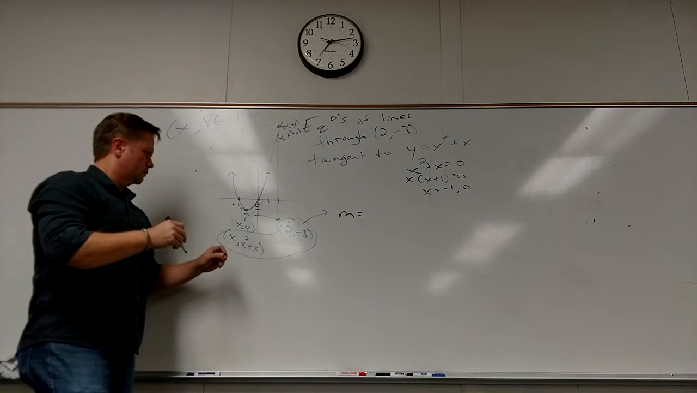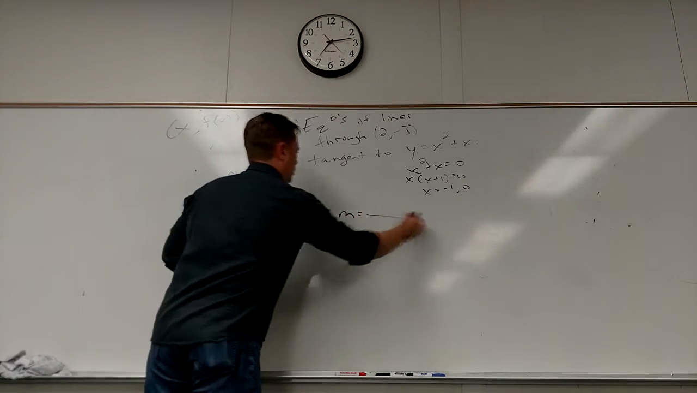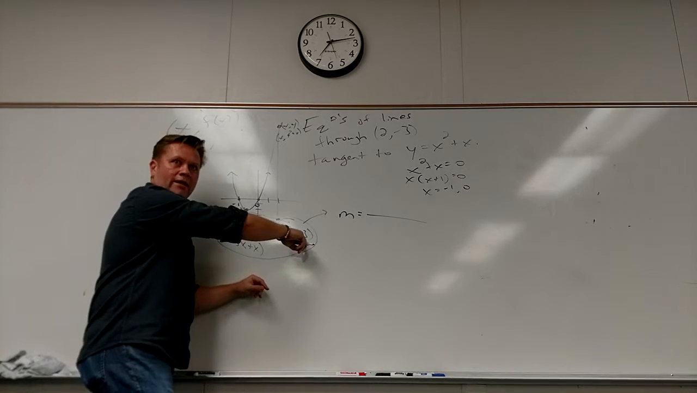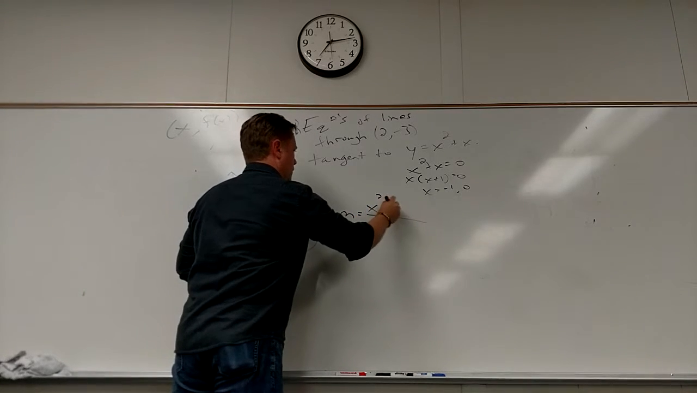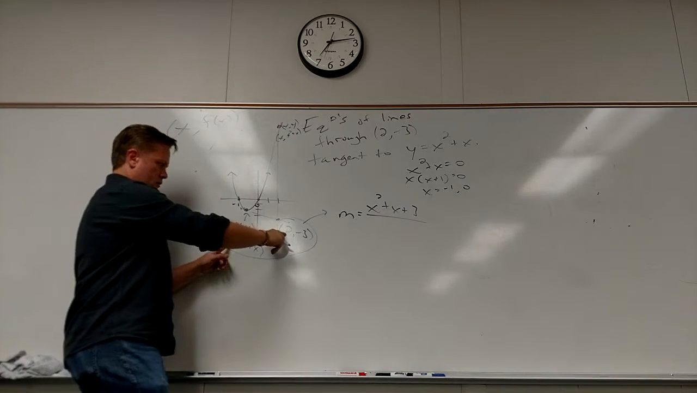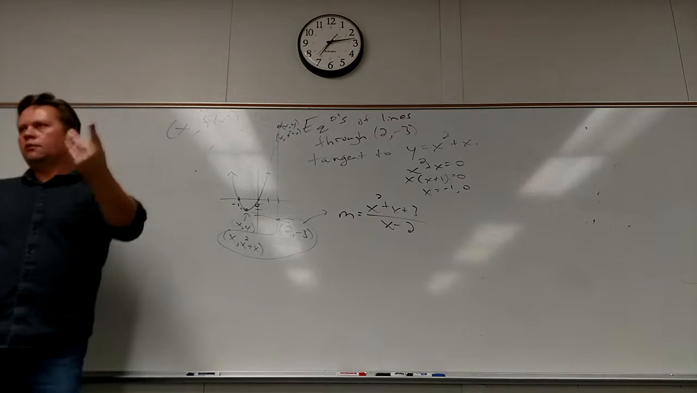Alright, so I normally like to put my variables first, so this will be x squared plus x minus negative 3, so x squared plus x plus 3 over x minus 2. It's not wrong if you do it the other way around, it's just uglier.